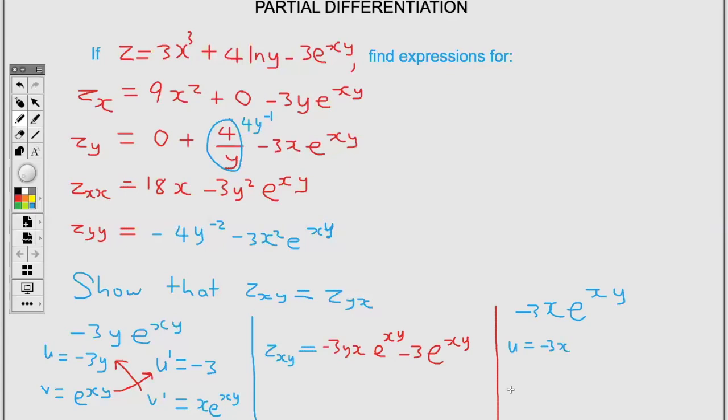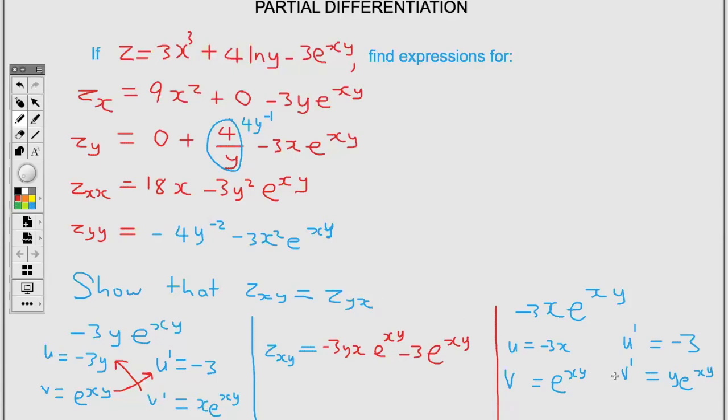Again, I'm going to assign u to be minus 3x and v to be e to the xy. Now finding u prime, we differentiate that with respect to x. So we have minus 3. Then differentiate v to have v prime. So remember we're differentiating x, so the x becomes 1, so it's just y that will be in front of the exponential. Then you rewrite the exponential, which is e to the xy.